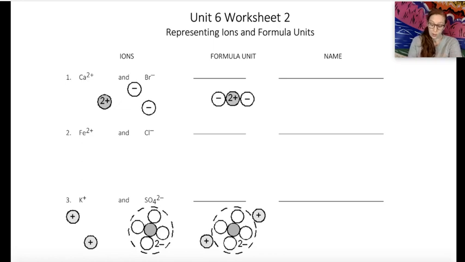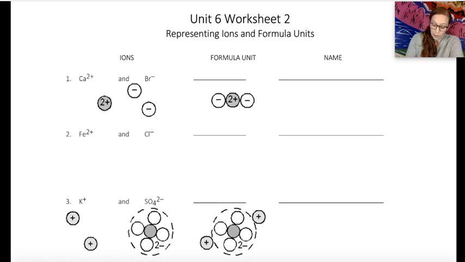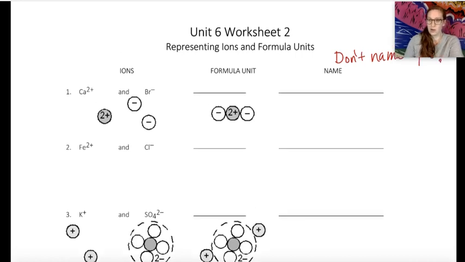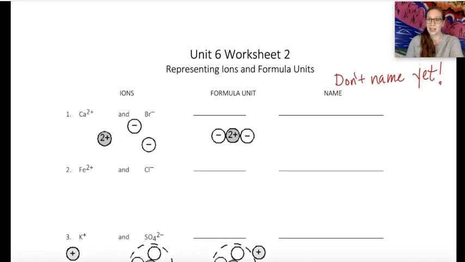Right now, we are only going to be focusing on the particle diagrams for the ions and formula units, as well as writing a chemical formula if one is not given to us. So you are not going to name yet, because, whoops, you don't know how to do that. Okay, so I guess you can't see that on the screen, but don't do the names yet.